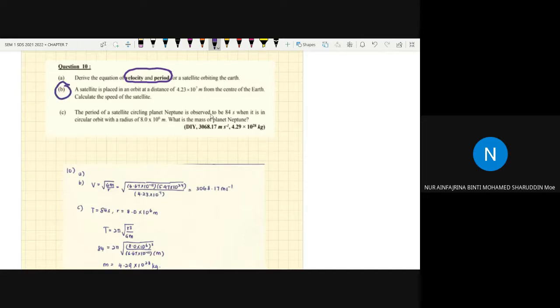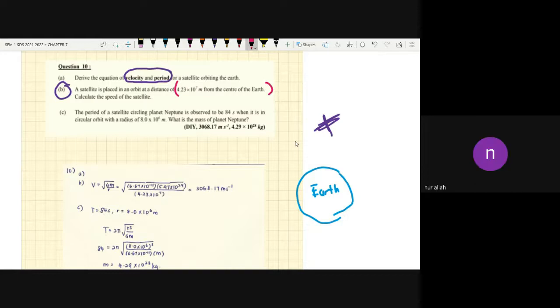A satellite is placed in an orbit at a distance of 4.23 times 10 to the power of 7 meter from the center of Earth. Okay, Miss nak tanya. Dia adalah H or R? From the center of the Earth. R. Very good. Sebab dia dah cakap daripada center of Earth. So, dia adalah R. 4.23 times 10 to the power of 7 meter. So, this is the orbit lah.